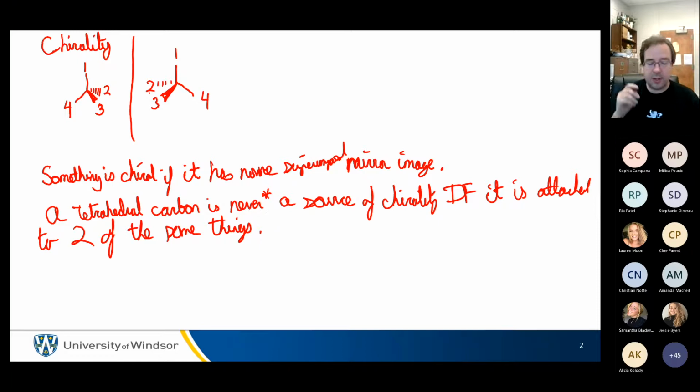So a tetrahedral carbon is never a source of chirality, or is never a stereocenter, if it is attached to two of the same things. So in that case, we had our carbon attached to two green balls. It was not going to be a stereocenter. Okay, so that is basically chirality. There's no secret third way. There are two ways to make a molecule.